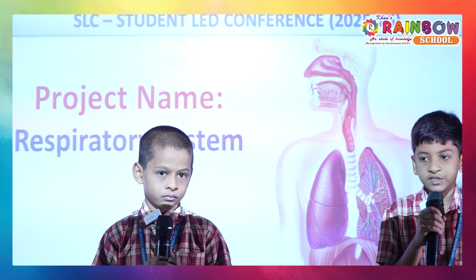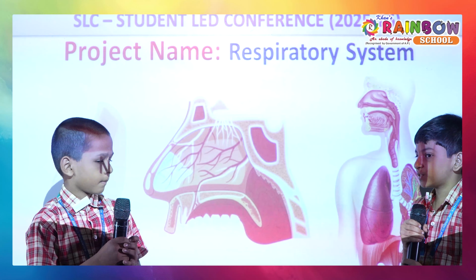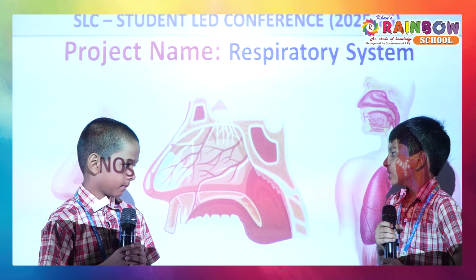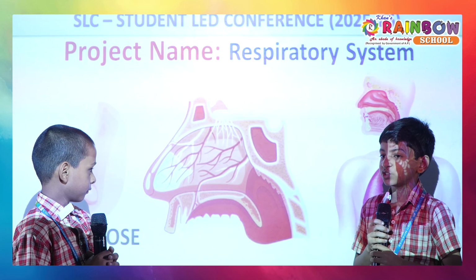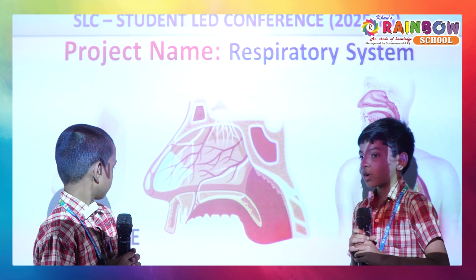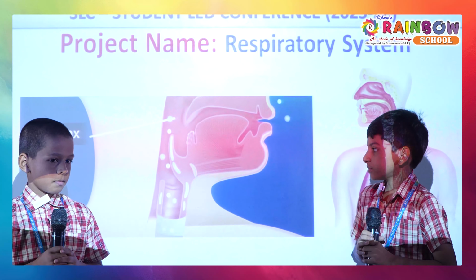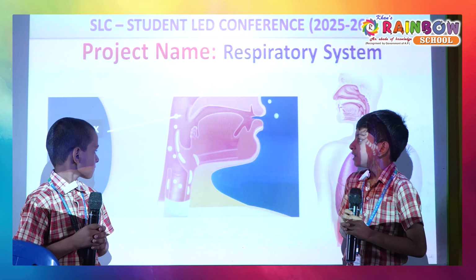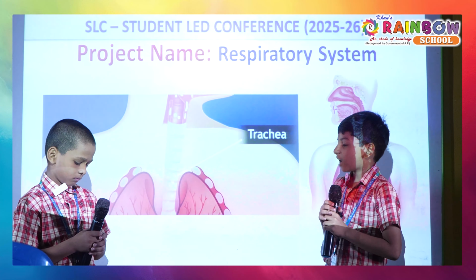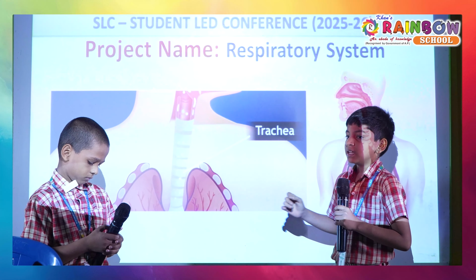Parts of the respiratory system. Nose. It is an organ through which we inhale. It has two nostrils and a cavity called the nasal cavity. Pharynx. It is a tube that connects the nose to the trachea. Trachea, or windpipe. It is a tube through which air passes to the lungs.